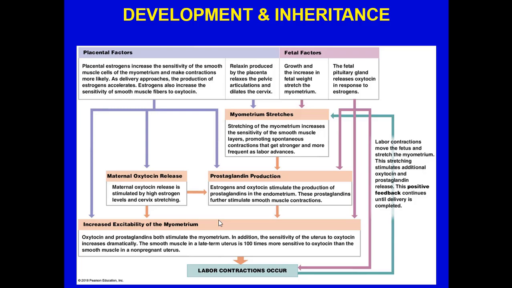This is going to start some of the labor contractions, but the labor contractions move the fetus and stretch the myometrium. The stretching stimulates additional contractions. This is another one of those positive feedbacks we talked about in ANP1. Okay, one of the few. As you have the stretching, it's going to stimulate more oxytocin and prostaglandin release. So you're going to have even more stretching, back and forth, back and forth. It's all going to be a positive feedback, and it only ends when delivery is completed.